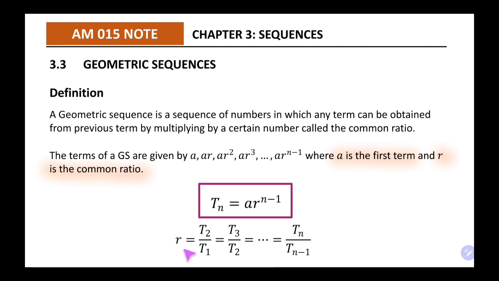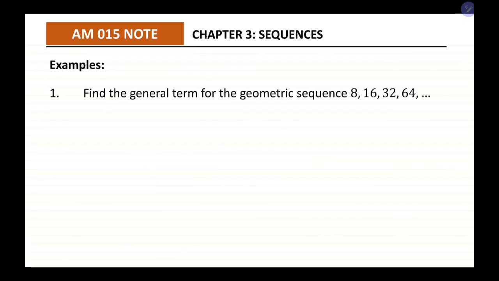And this is the formula for r, the common ratio, where we can get it from the second term divided by the first term, or we can use the third term divided by the second term. The general formula for this ratio is Tn divided by Tn minus 1. Okay, first question.